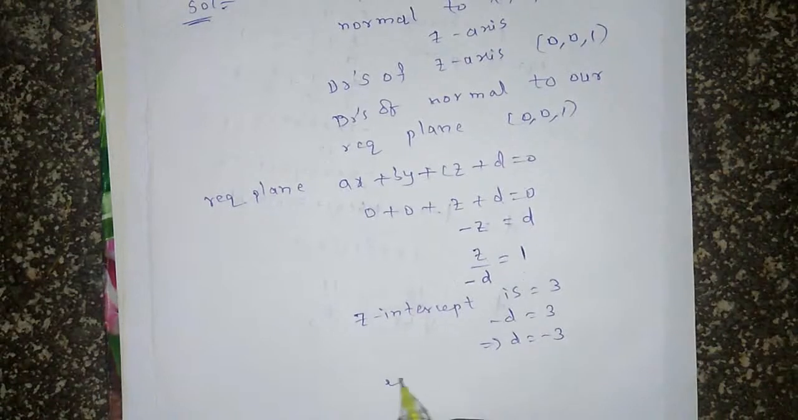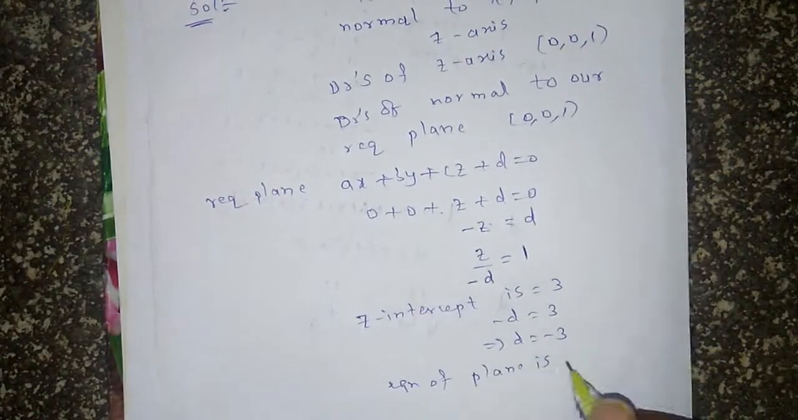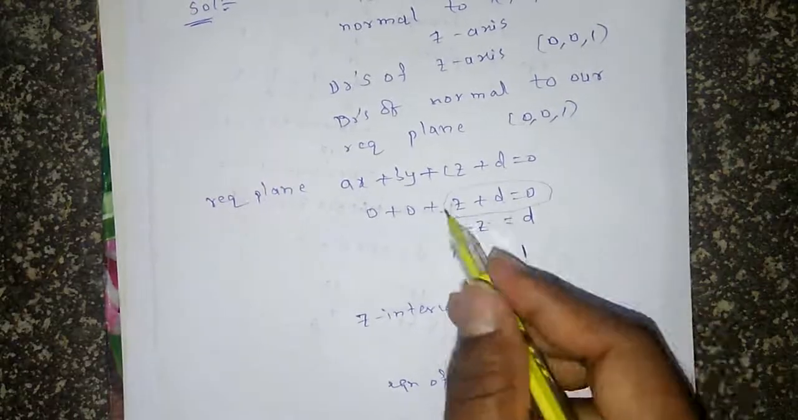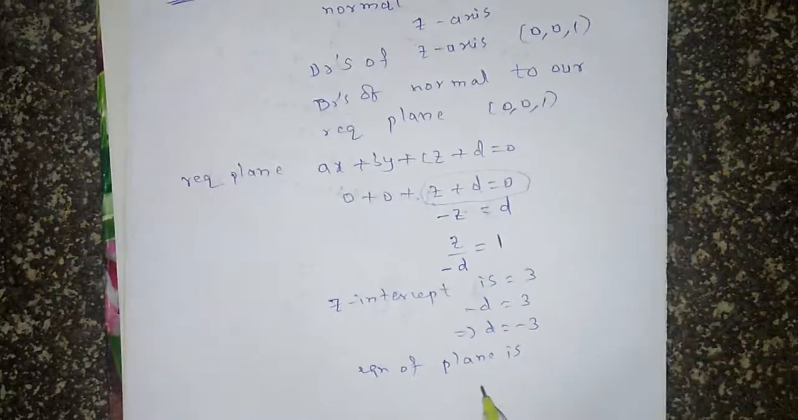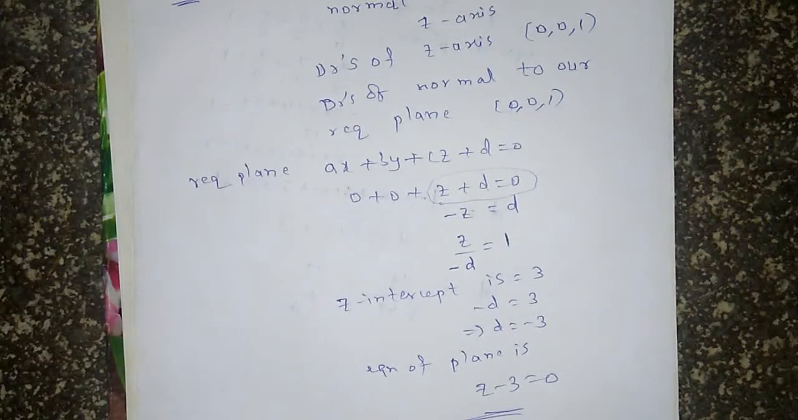So equation of plane is, so this is the plane, that is, substitute d value, z minus 3 is equal to 0 is the required plane.